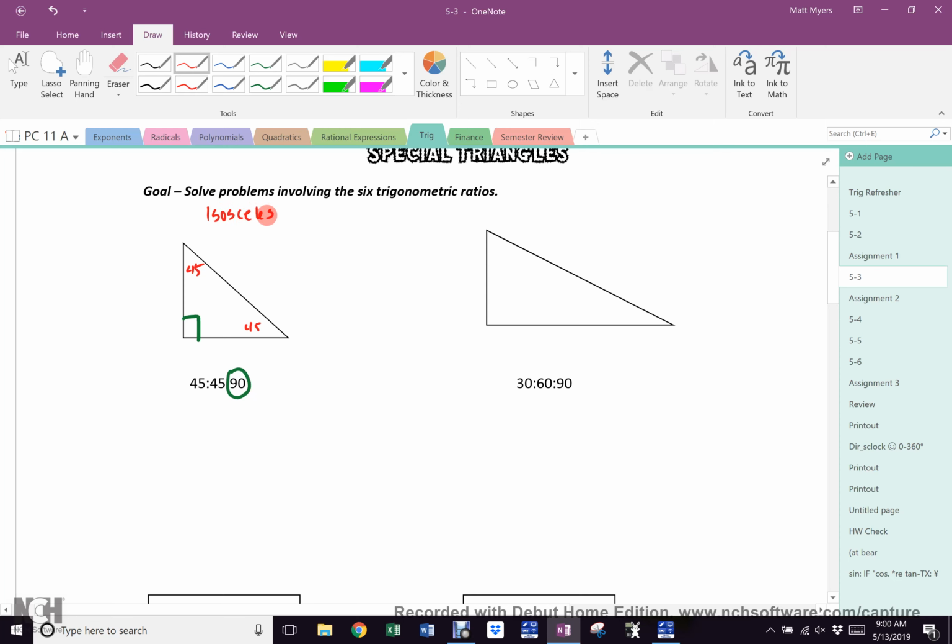Since I am telling you that the other two are 45, that creates an isosceles triangle. I will never ask you to spell that or actually know its definition. No, I lie. You do need to know its definition. I don't care if you can spell it. An isosceles triangle is a triangle with two equal angles, and if they have two equal angles, they have two equal sides.